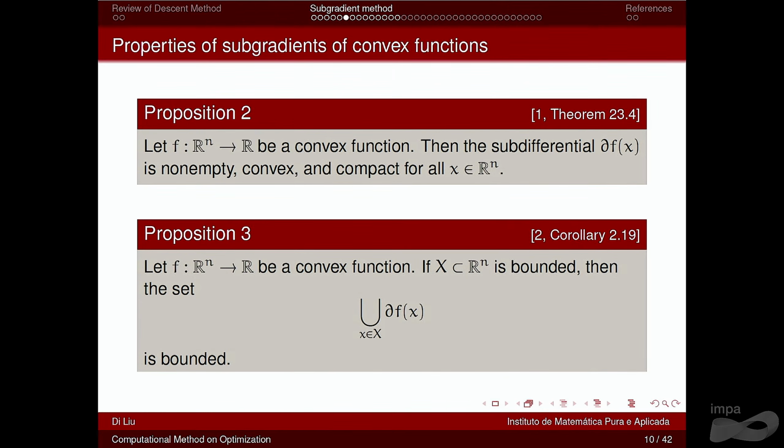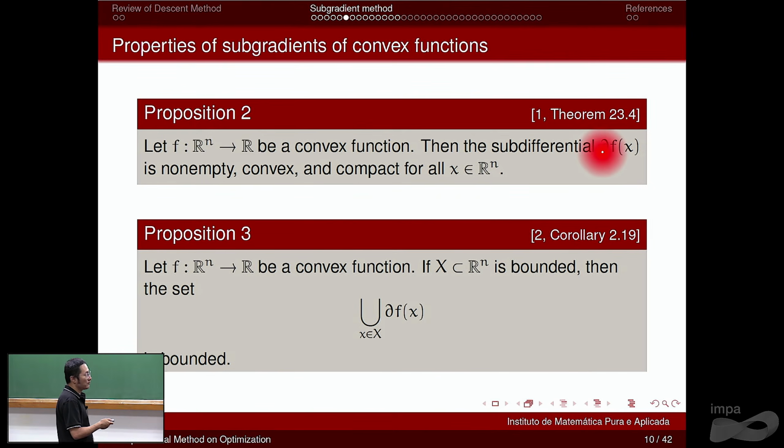We have some classical results about the subgradient, okay? The first is, if function f is convex, then the subdifferential, which is the set of the subgradients of the function at some point, is non-empty, convex and compact, okay? It's non-empty, convex and compact. You can find the reference here, okay?